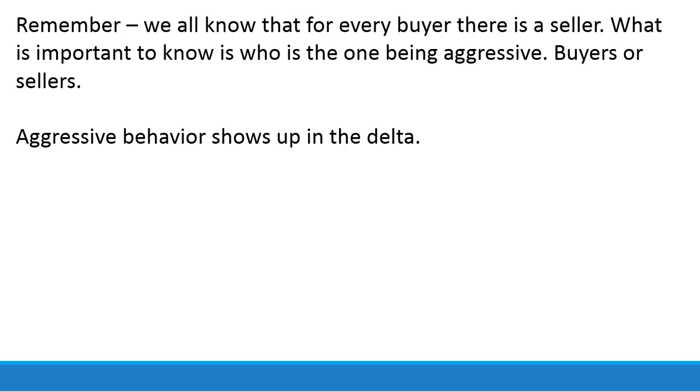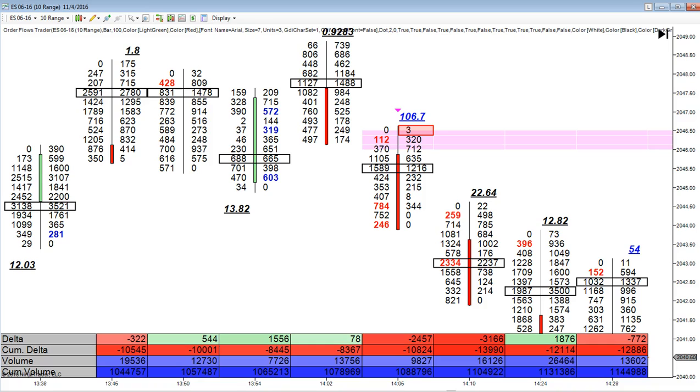So, okay, remember, just go back to the basics. Every buyer has a seller. So what is important to know is who is being aggressive, buyers or sellers. Aggressive behavior shows up in the delta.